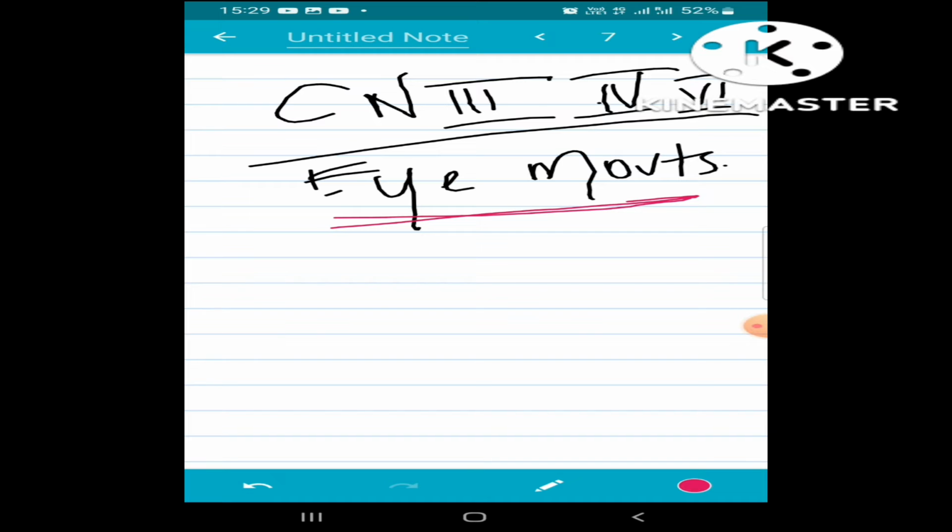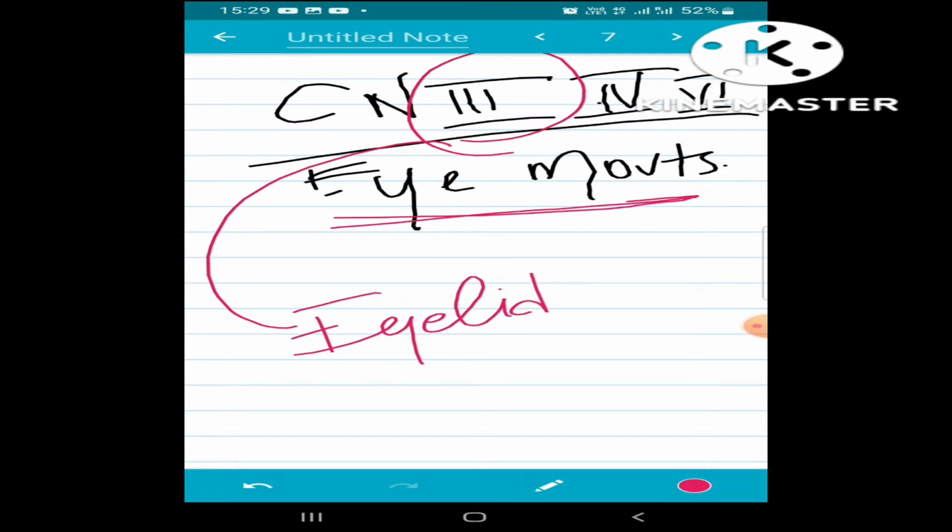Along with that, the third nerve helps in eyelid movement. If the third nerve is damaged, you can find ptosis in the patient. Ptosis is drooping of the eyelid. The eyelid will be drooping on one side, depending on where the lesion in the nerve is. And then it also controls the pupil size.